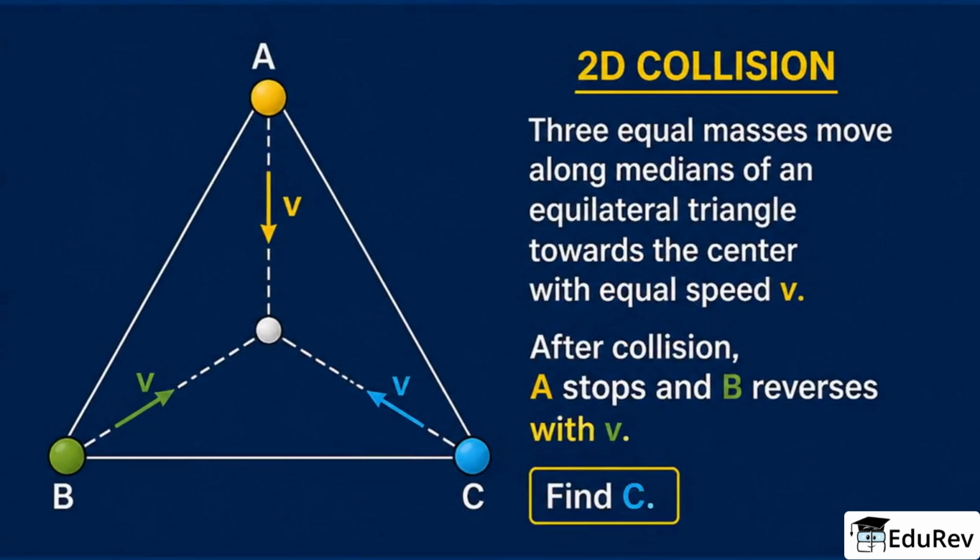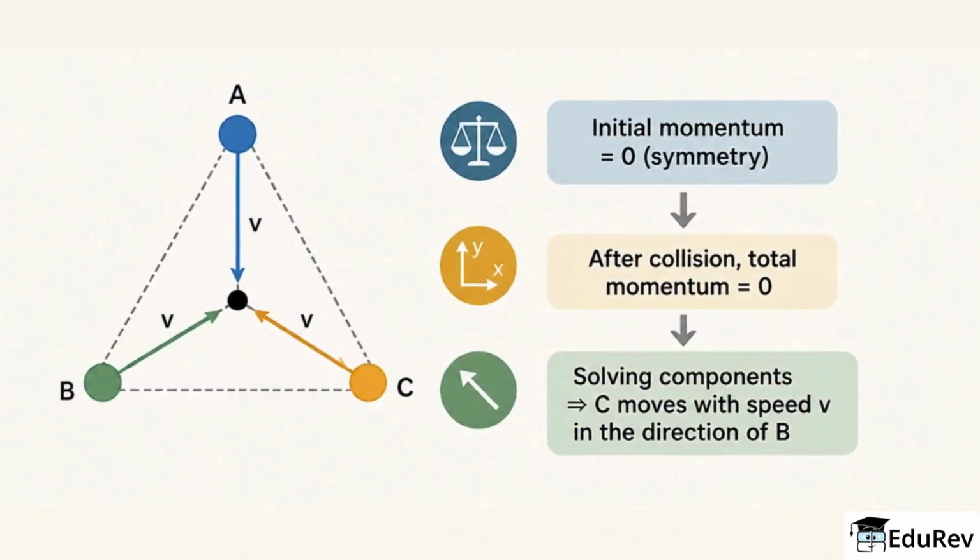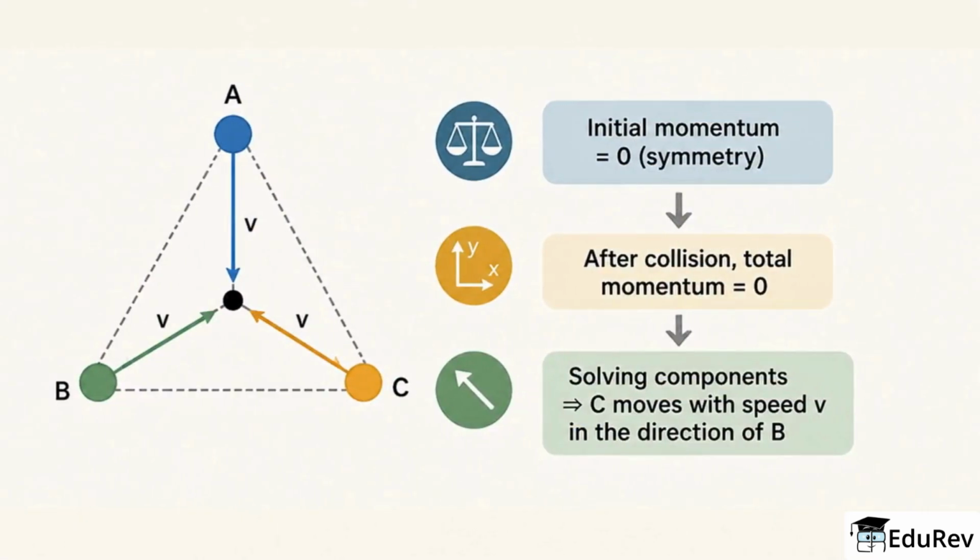Finally, a two-dimensional example. Three equal masses move along medians of an equilateral triangle towards the center with equal speed v. After collision, A stops and B reverses with v. Find C. Momentum was 0 before, so after collision, total momentum must remain 0. Resolving horizontal and vertical components and solving gives C moves with speed v in the direction of B.